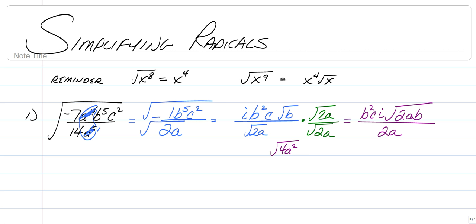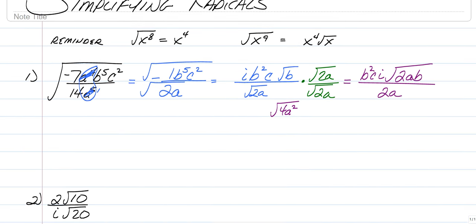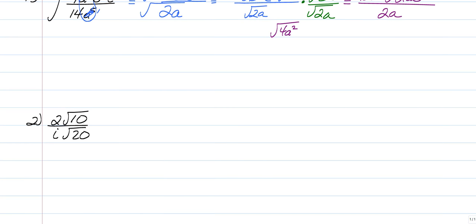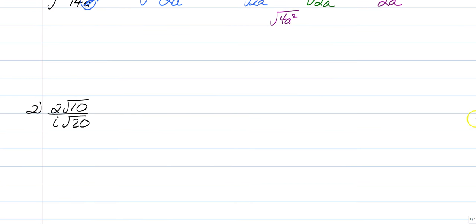And yes, you are supposed to leave it that ugly of an answer because there's nothing else we can do. In example number 2, again, there are multiple ways to do this. You could just straight up tell yourself that you do not like that square root of 20 in the denominator, so you're just going to multiply it to the top and bottom.